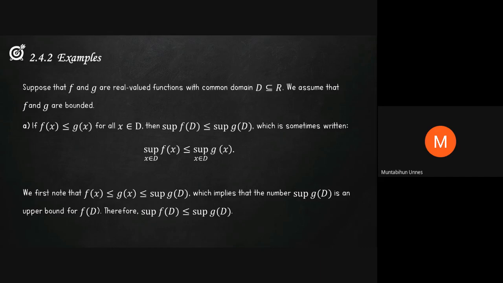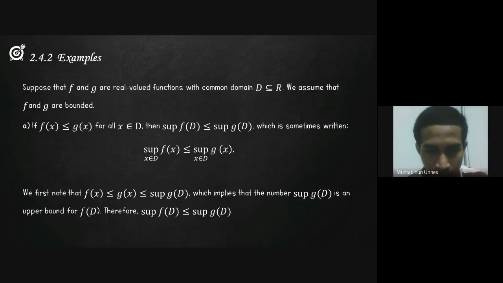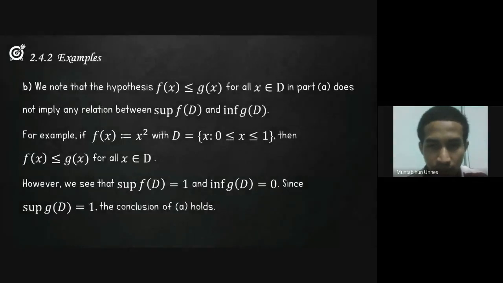We first note that f(x) is less than or equal to g(x) which is less than or equal to the supremum of g(D), which implies that the number supremum of g(D) is an upper bound for f(D). Therefore, the supremum of f(D) is less than or equal to the supremum of g(D). Hence, it is proved.